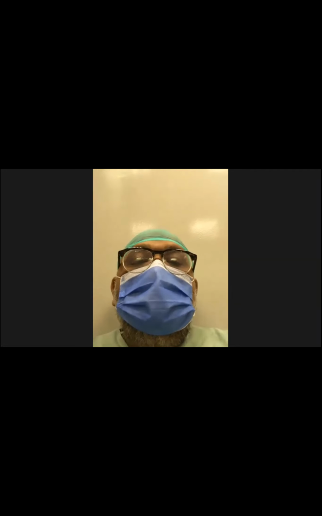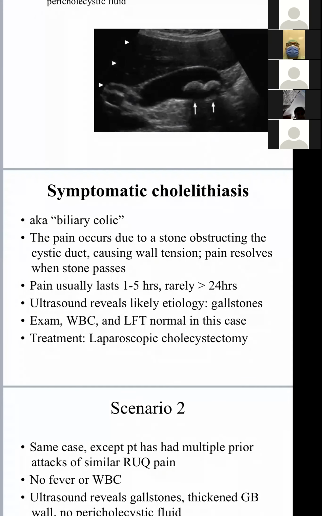Now, the pain occurs due to the stone obstructing the cystic duct, causing the gallbladder to distend. The pain resolves and the pain passes away. The biliary pain usually lasts for 1 to 6 hours. It rarely becomes more than 24 hours. When it increases for more than 6 hours in duration, the biliary colic is now called acute cholecystitis.